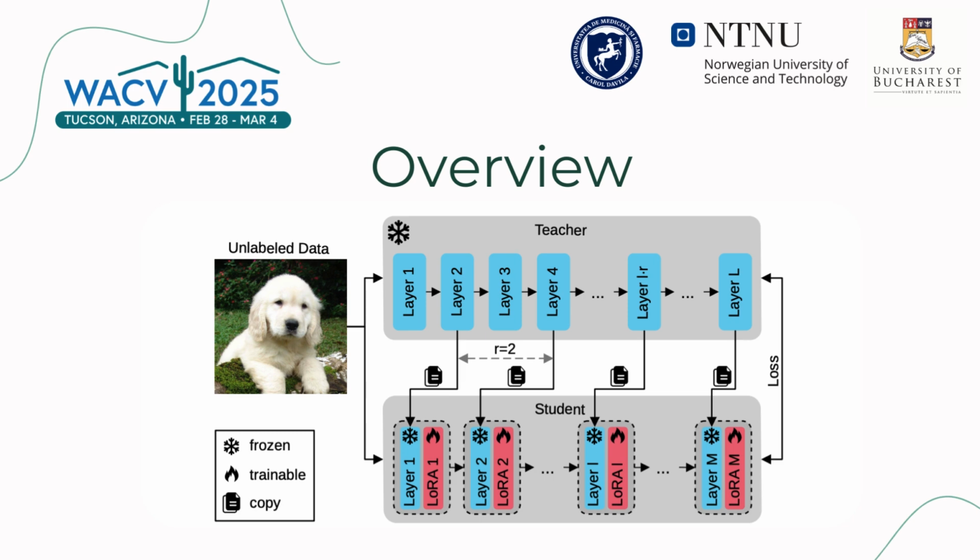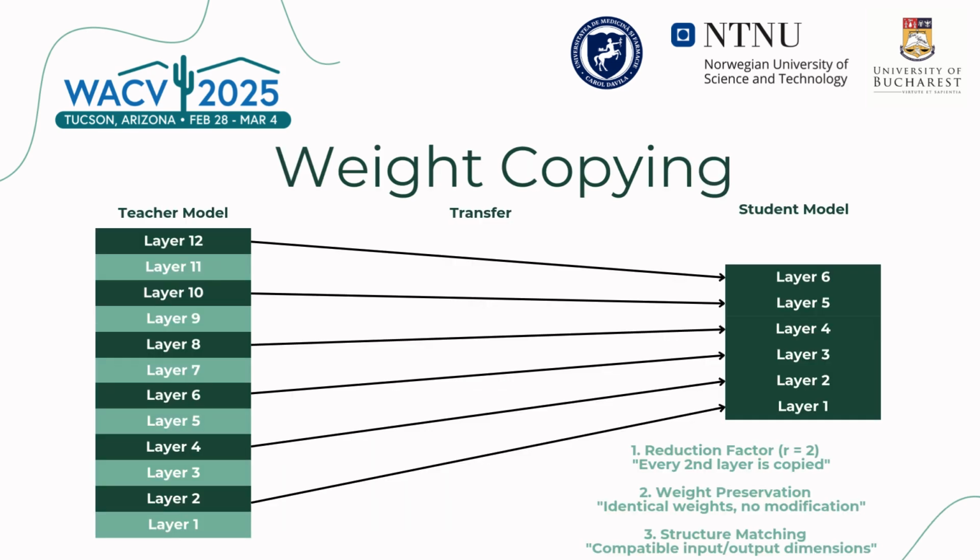We propose ViCoLoRA, which addresses these challenges through a three-step process. First, we create a smaller student model by reducing the number of layers. If our teacher has L layers, our student will have L divided by R layers, where R is what we call the intermittence factor. Second, instead of randomly initializing the weights, we carefully copy them from selected teacher layers. Next, we introduce enhanced low-rank adaptation, or LoRA, which allows us to efficiently train the model using minimal unlabeled data through the process of knowledge distillation.